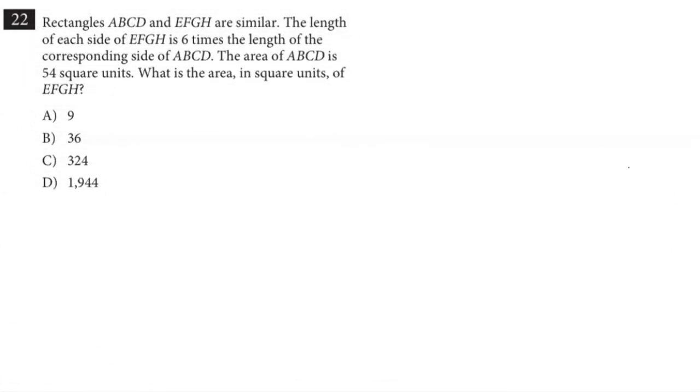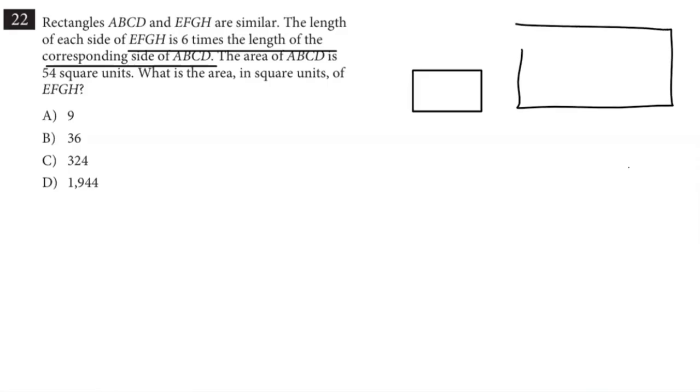Question 22. Rectangles ABCD and EFGH are similar. The length of each side of EFGH is 6 times the length of the corresponding side of ABCD. So we have a smaller rectangle and a bigger rectangle, so we know that it's 1:6. That's the side length. The area of ABCD is 54.